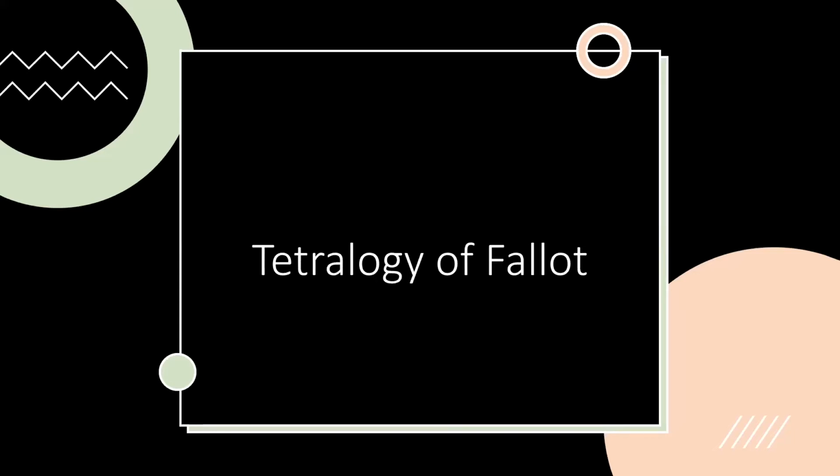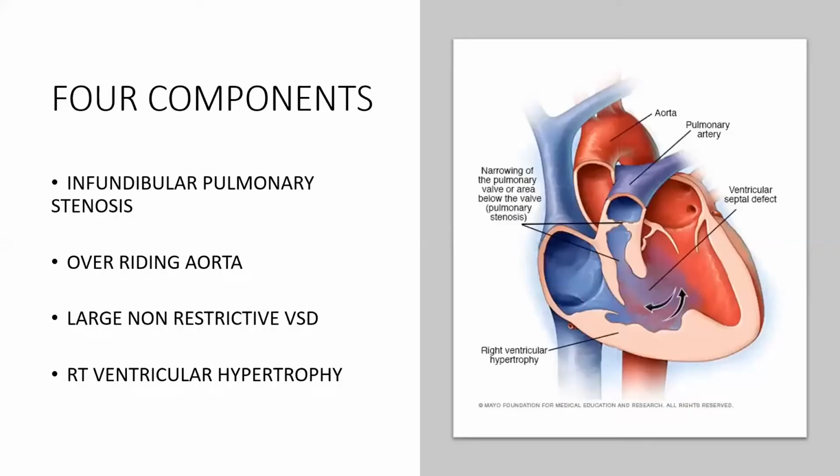Moving on to Tetralogy of Fallot, like we said, it's the commonest cyanotic congenital heart disease at birth, and people with certain features of tetralogy do survive till adulthood, and that's why they come to you as patients, as adults, and then it's important for us to make a diagnosis. As we all know, there are 4 components of Tetralogy of Fallot.